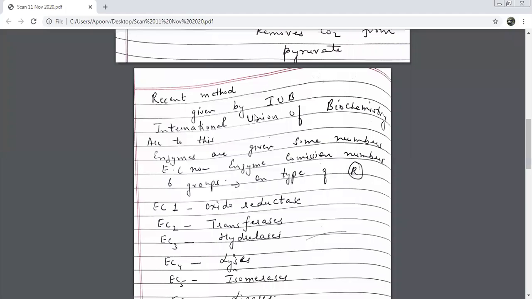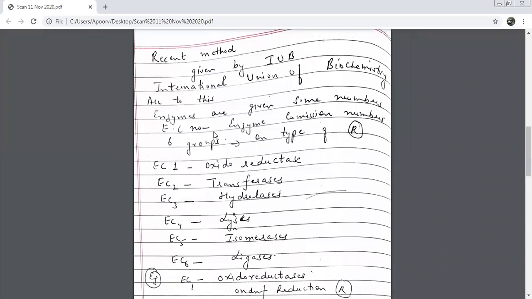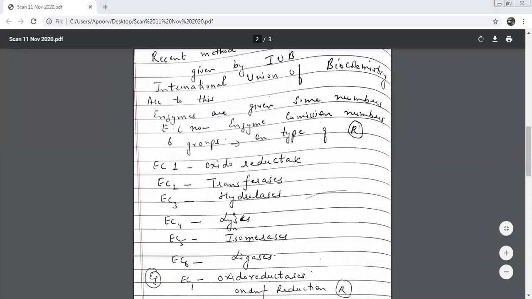International Union of Biochemistry. This is very simple. Enzymes are given some numbers, called EC numbers. EC stands for Enzyme Commission numbers. What does EC stand for? Enzyme Commission number.